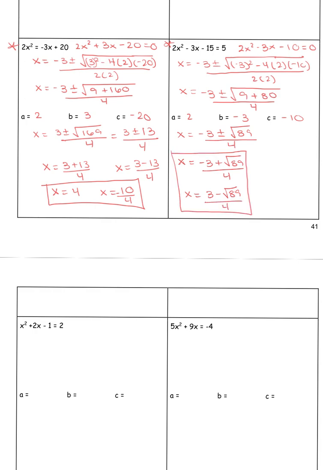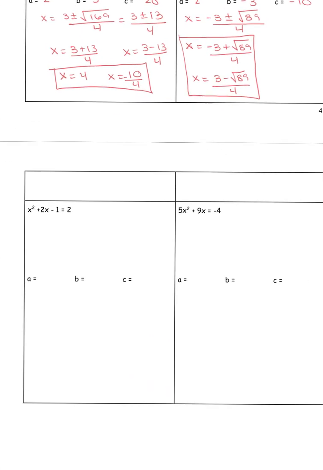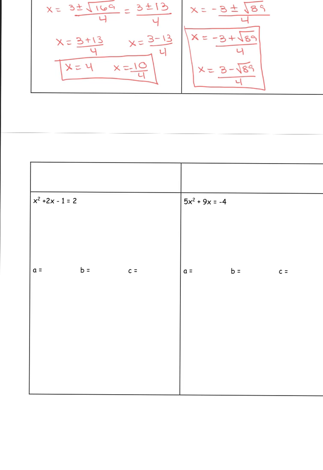All right, so now it is your turn to test your understanding. So you are going to be solving x squared plus 2x minus 1 equals 2, and 5x squared plus 9x minus 4 using the quadratic formula. So make sure you follow the steps of making sure it's in standard form, then identifying your A, B, and C, plugging it in, and simplifying.